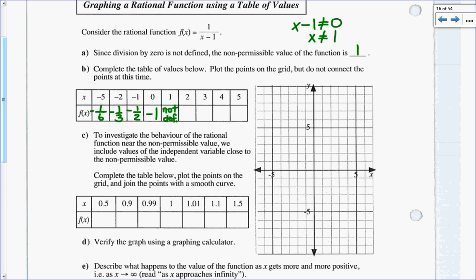If we plugged in 2 for our x, the value of our function is 1. 3, the value of our function is 1/2. 4, the value of our function is 1/3. And 5, the value of our function is 1/4. Okay, take a minute, pause the video, and plot those points, but don't join them with a line yet. Just plot them with dots.